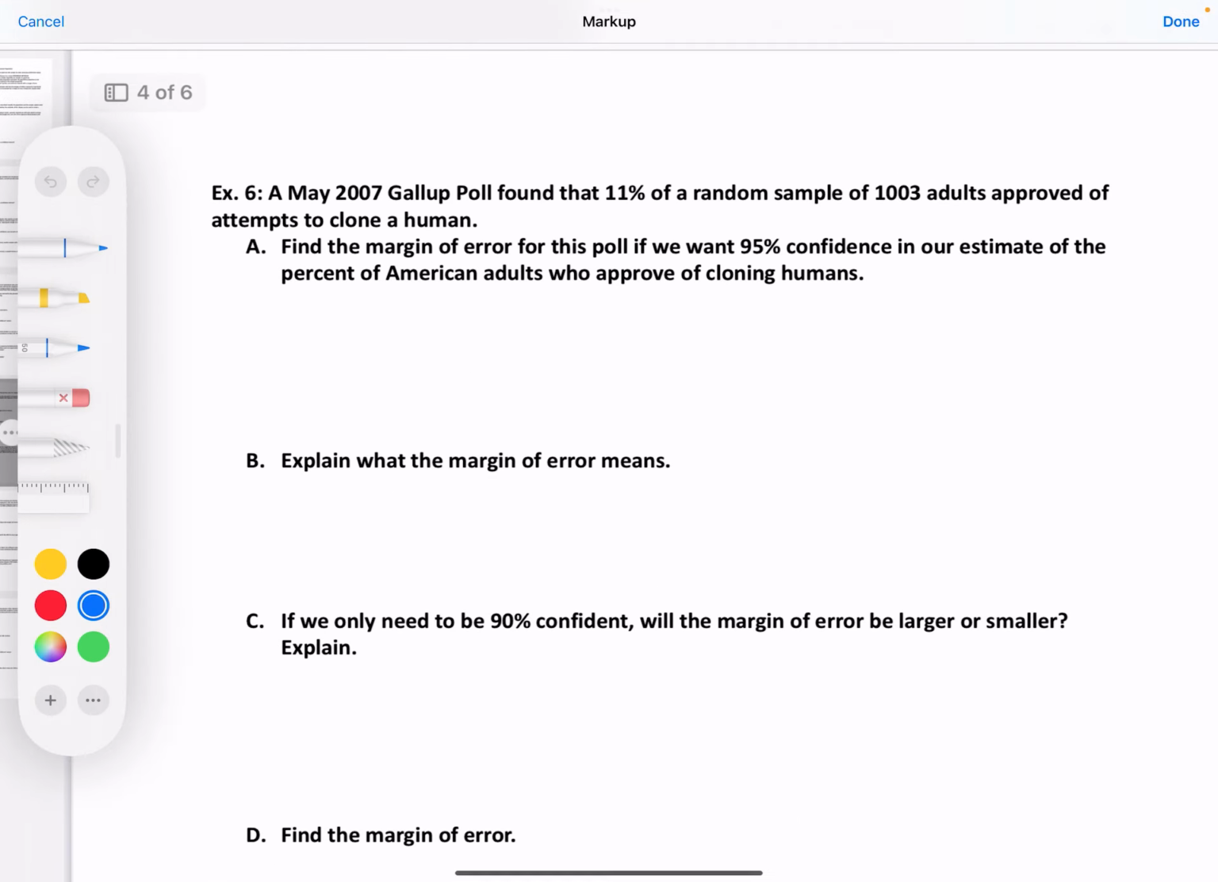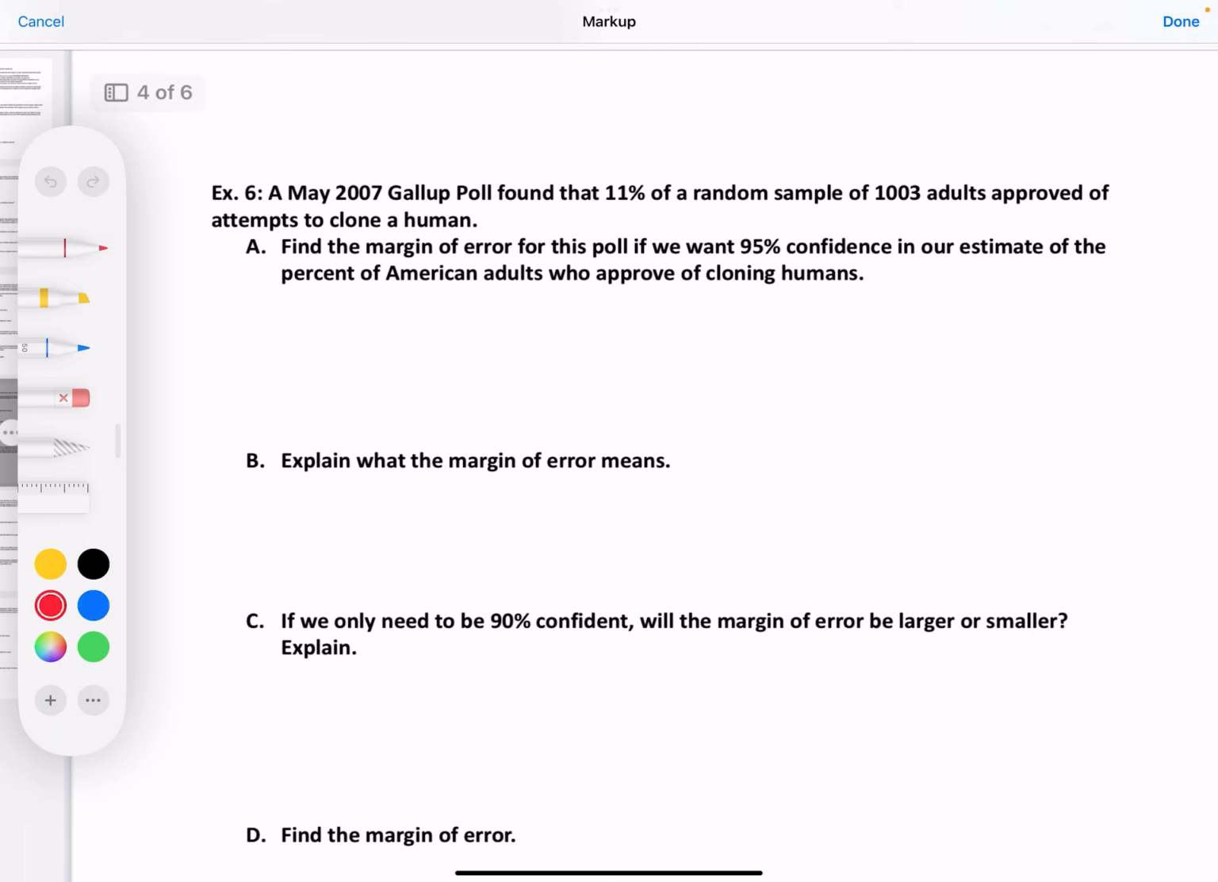All right. A May 2007 Gallup poll found that 11% of a random sample of 1,003 adults, that's really annoying, that's not even a number, approved of attempts to clone a human. Find the margin of error for this poll if we want 95% confidence in our estimate of the percent of American adults who approve of cloning humans.